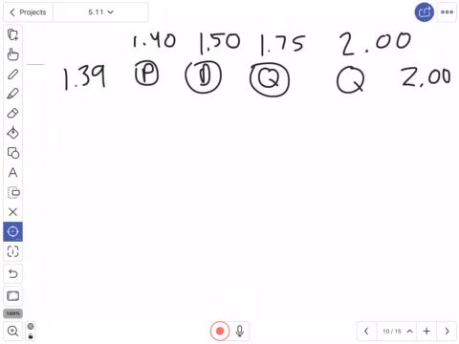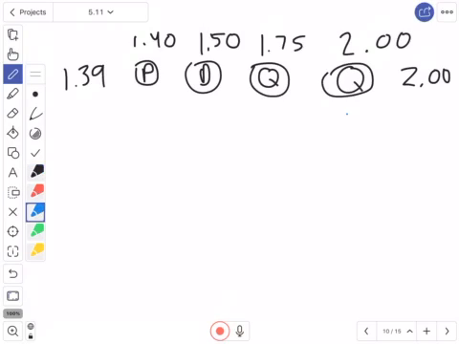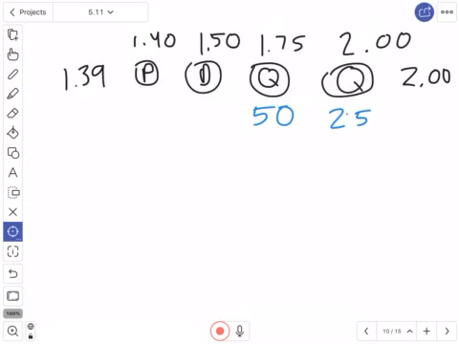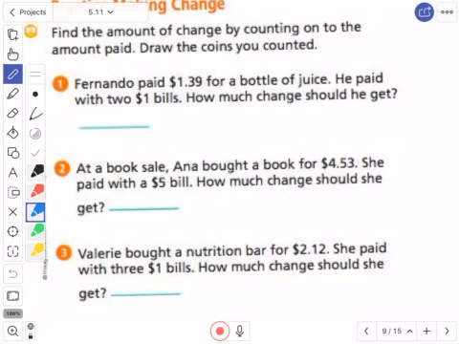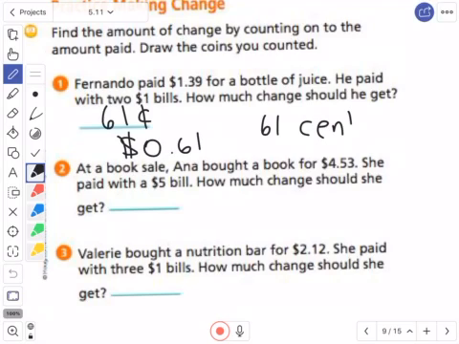Awesome. So I just have to go and count how much money I have then. So 1 quarter is 25. If I have 2 quarters, that's 50 cents. Then I added 10. Well, that's going to be 60. And then 1 penny is 61 cents. So, going back to this, how much change did she get back? 61 cents. Or I could write it like this, $0.61. Or I could write it like 61 cents. You can write it any of those ways.